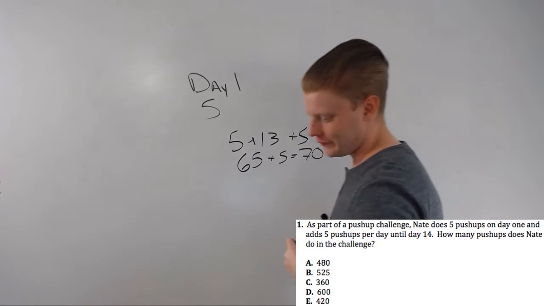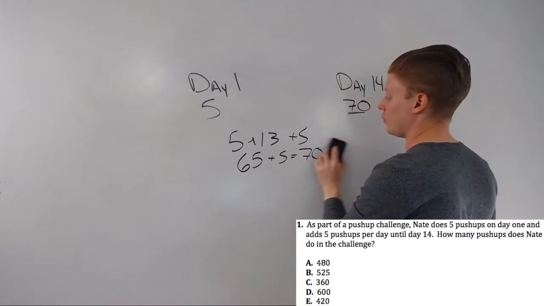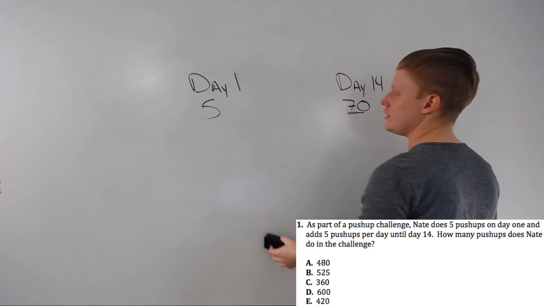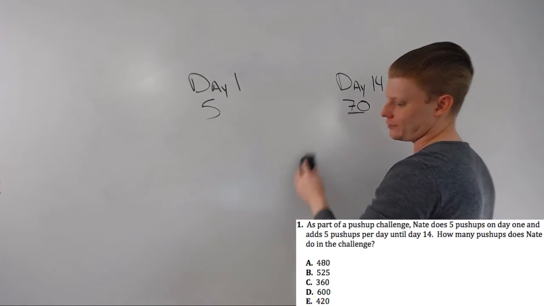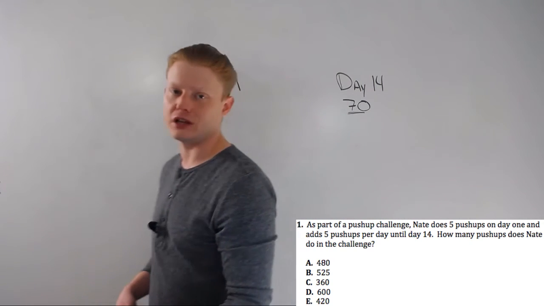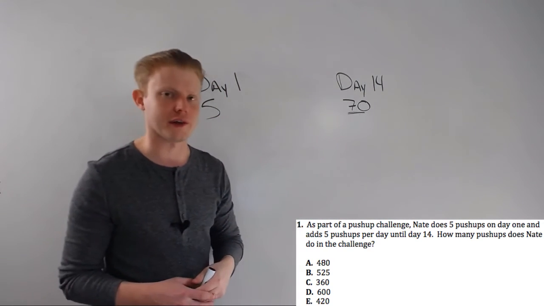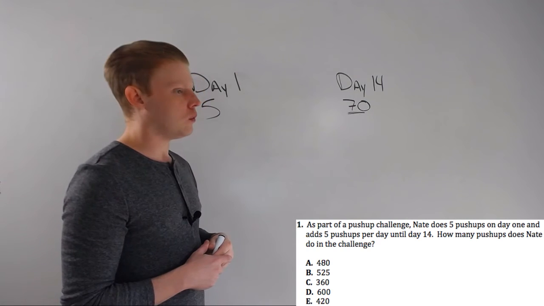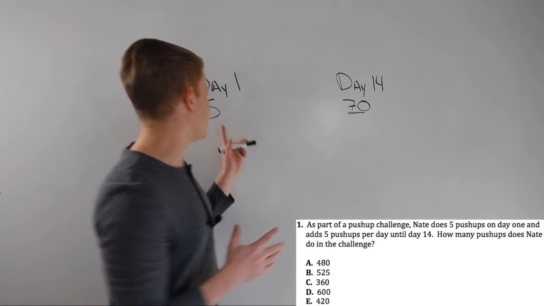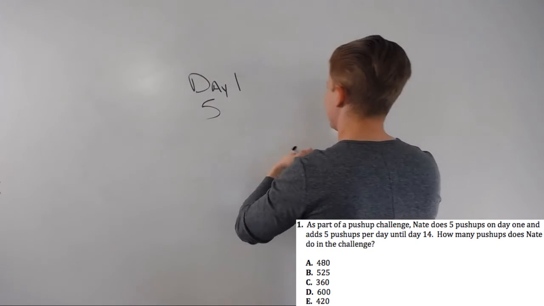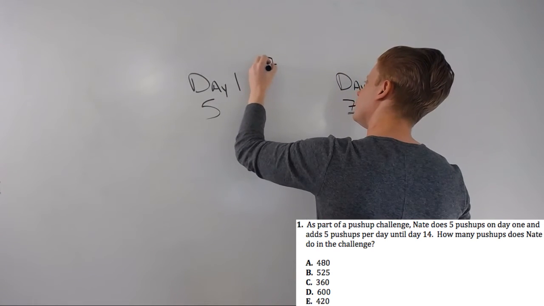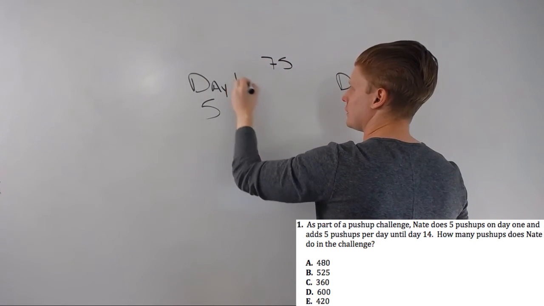Okay. Now I'm going to show you 2 ways to do it from this point. No matter what way you do it, this is your first job, is finding that last day. Or last whatever, week, whatever. A lot of times these are in terms of days. So let's start thinking about this. So 5 plus 70 is 75. Okay, that's day 1 and day 14.